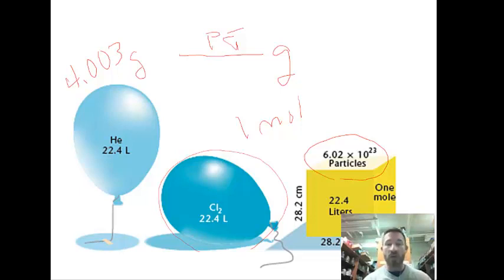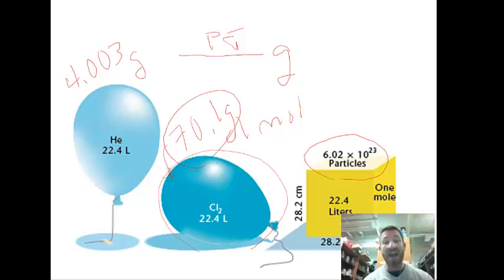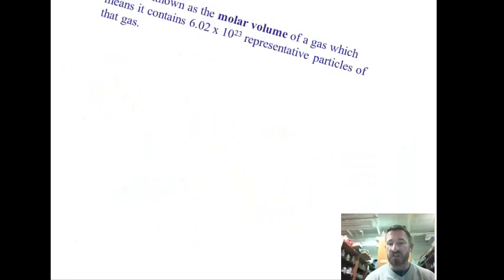But if you had a mole of chlorine, it'd be 35.45 times 2. So this would be more than 70 grams. So it's almost 71 grams. That's why this balloon is on the ground, because it's so heavy. It doesn't mean they have the same mass, but they have the same number of particles. They also have a mole. So let's do some problems.